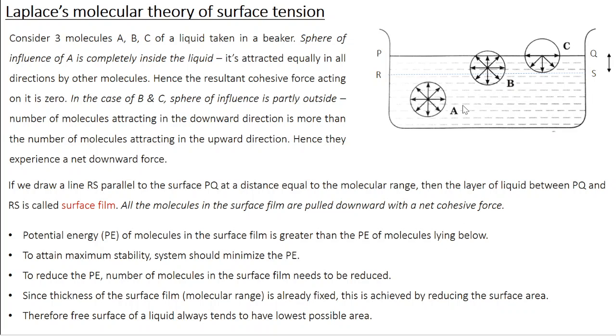In other words, potential energy of molecules in the surface film is greater than the potential energy of the molecules lying below. Now, if you take any system, there is a general principle. If the system wants to have more stability, it needs to decrease the energy. For example, if you take a hydrogen atom, you know that the electron in the hydrogen atom is always in the ground state. Why? Ground state has the least energy, so that it has the maximum stability.